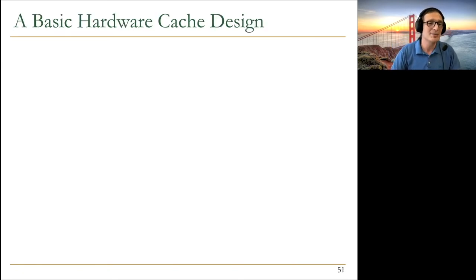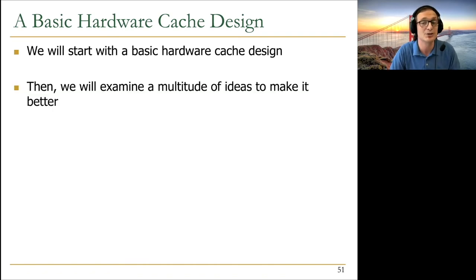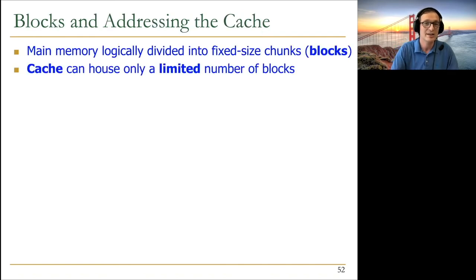Okay, now let's talk about a basic hardware cache design. So we will start with a basic design. Then we will examine a multitude of ideas to make it better. And there are many ideas, as I said, so we'll be selective. So we're going to look at main memory. It's going to be logically divided into fixed size chunks. I'll call them blocks also from now on. But the cache can house only a limited number of blocks. This is true for any level of the cache.